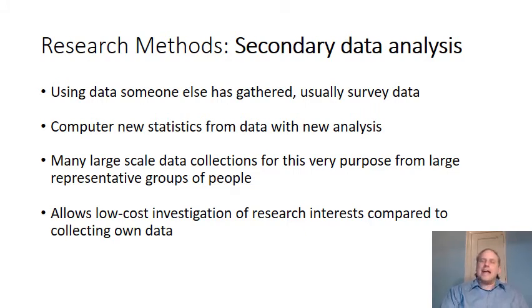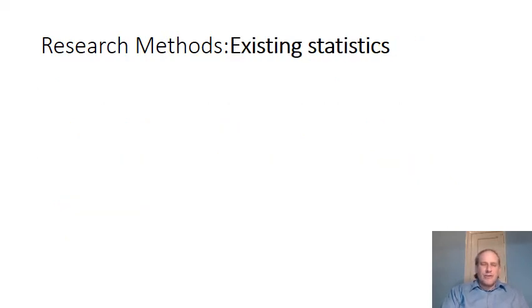And if you ask the right question, the question being one somebody else hasn't asked, you may see correlations and results that nobody else has seen. The next research method is what's called existing statistics.